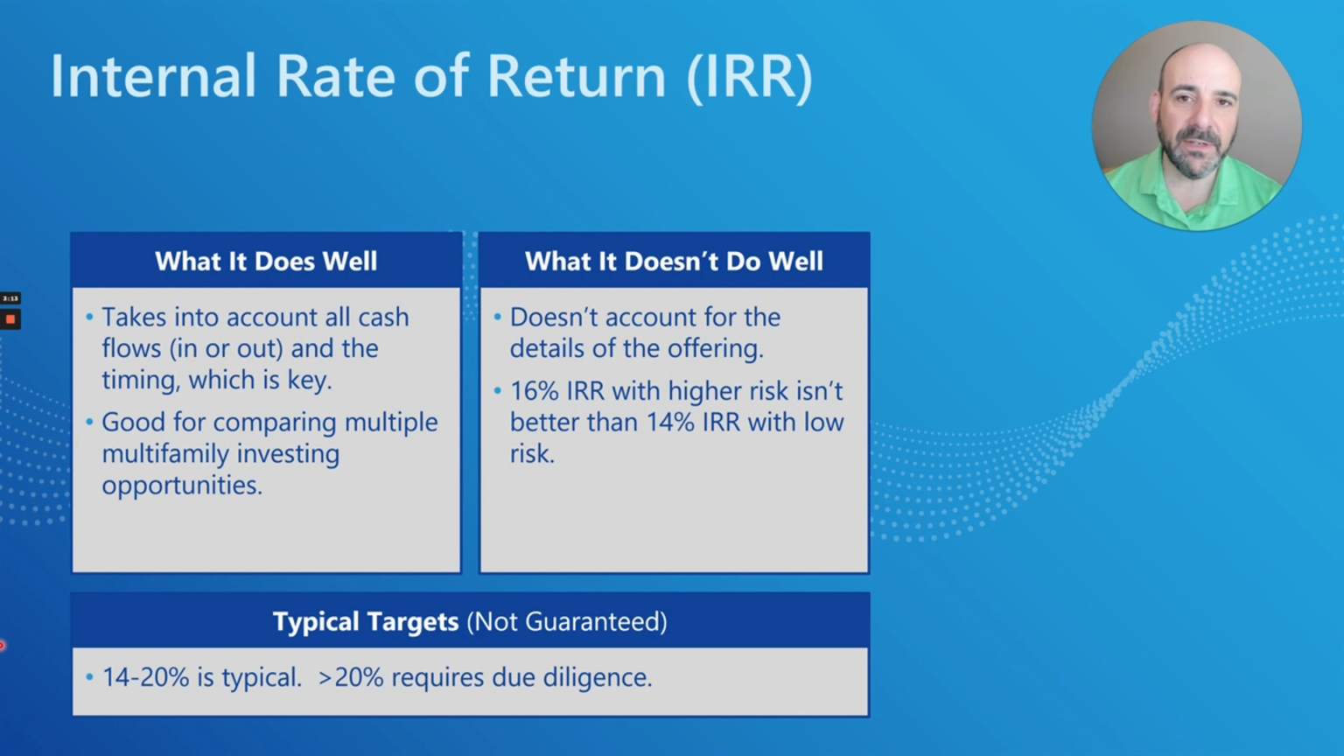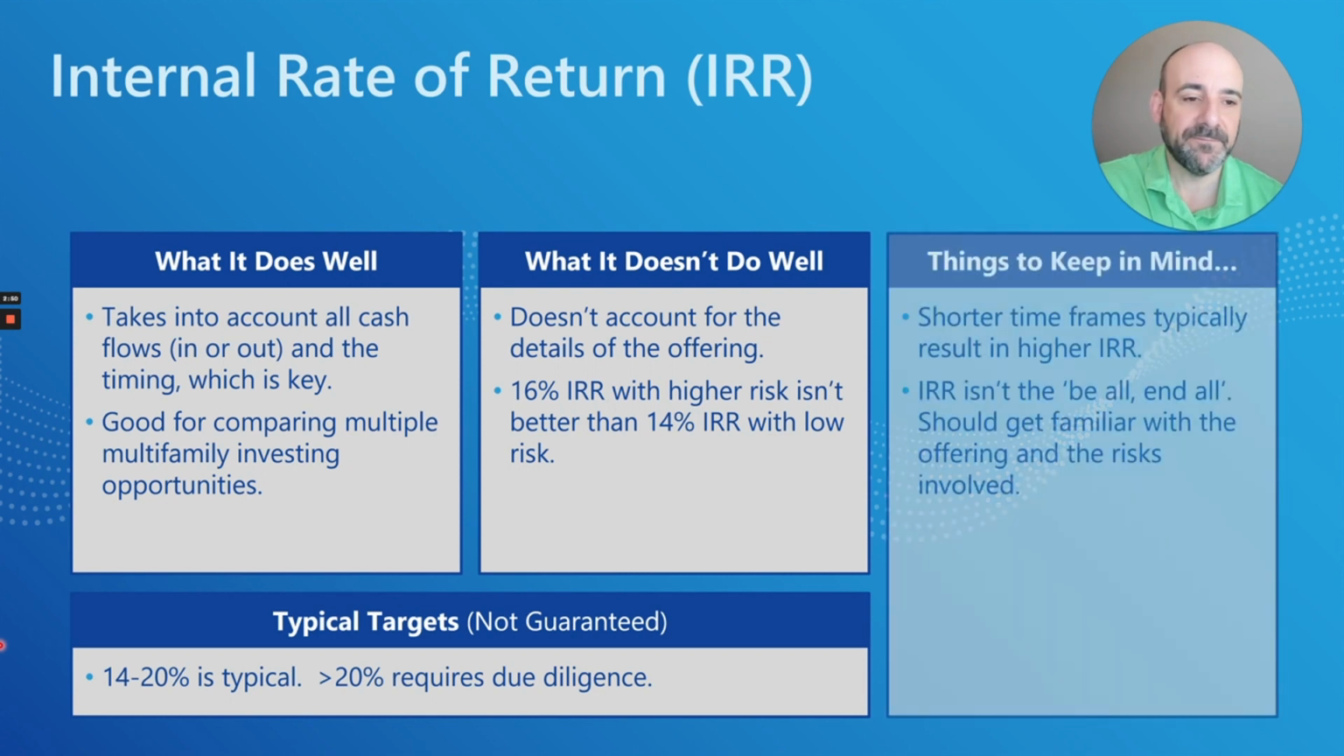Typical targets that I see in multifamily real estate are anywhere between 14 and 20%. Above 20%, I'd say just really take a close look at it and make sure that you're really understanding what's going on, because that is an unusually high IRR that's not often seen. But it is possible. I've heard of it, but I just haven't seen it too often.